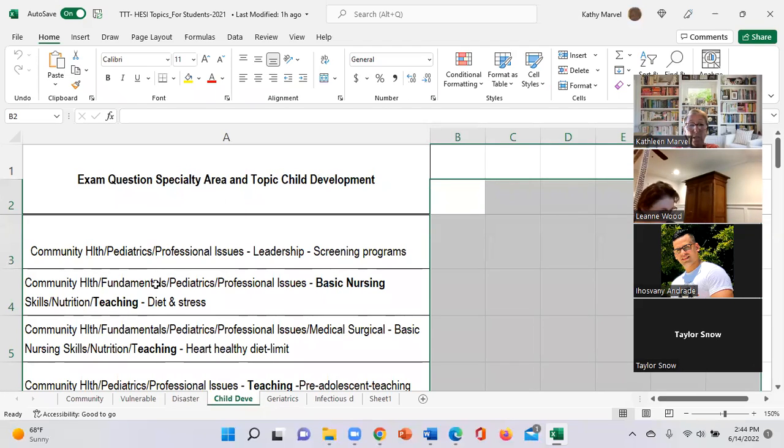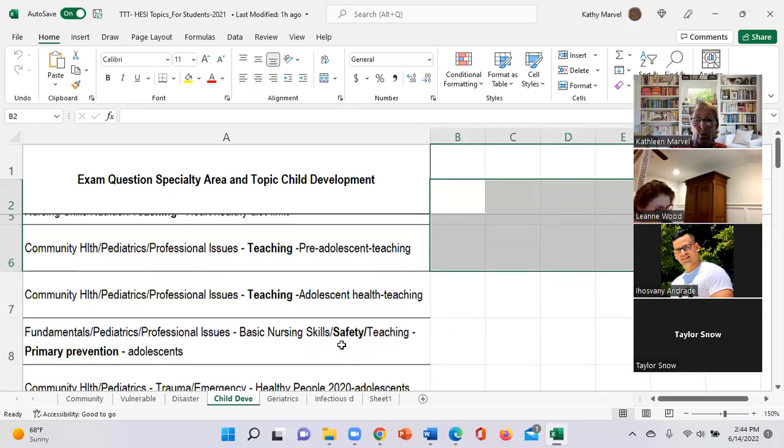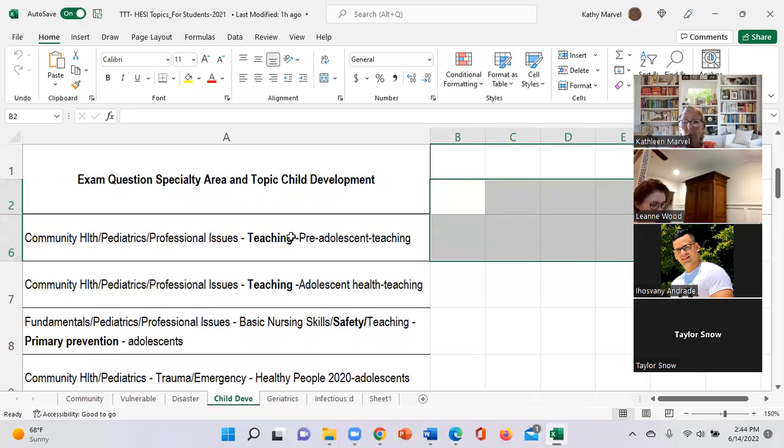Diet, this is again with child development, diet and stress with the kids. How do you teach a heart healthy diet? That was on there. Again, I don't know the question or how it's asked. What do you do for pre-adolescent teaching, adolescent teaching? That's all in your study guide in your first section of health risks across the lifespan. So go back and read those nutrition sections. Yep, if you go back to your study guide.